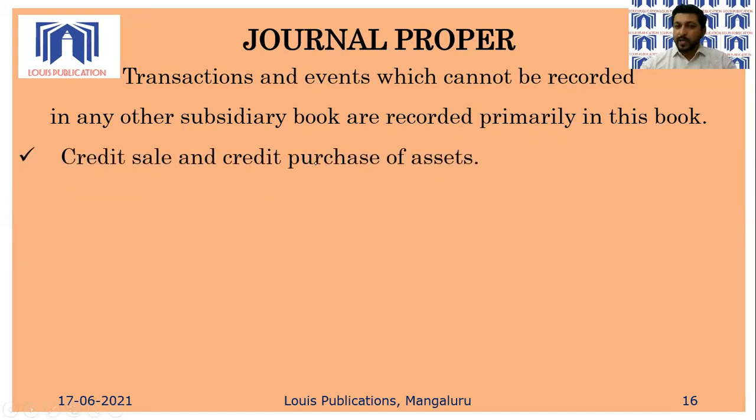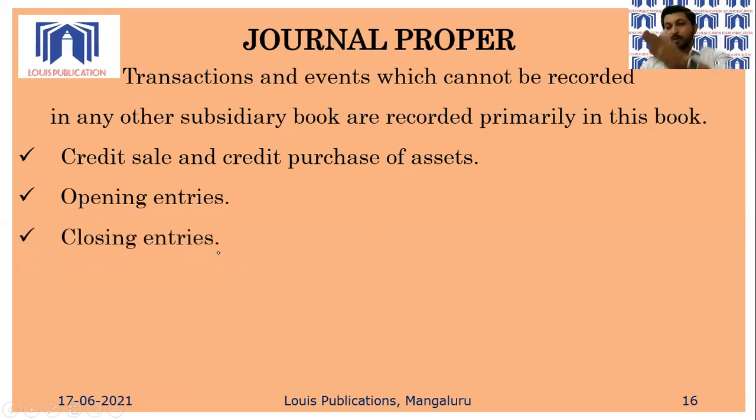We record credit sale and credit purchases of assets. Very, very important, because credit sale and credit purchases of goods are recorded in sales book and purchases book respectively. Cash sale and cash purchase of assets recorded in cash book. So credit purchase and credit sale of assets will be recorded in journal proper. Then opening entries, or entries that we pass at the beginning of the year. Closing entries, entries that we pass at the end of the year. We are going to discuss about this.